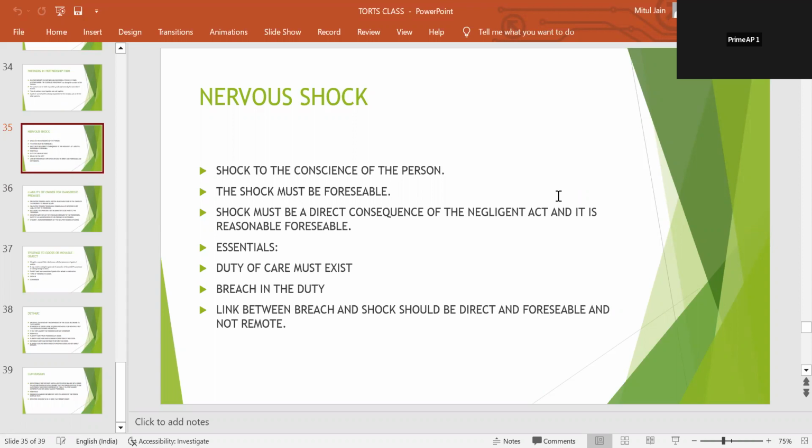Now, तीन चीजें हैं. Shock is a very huge word. Why? Because shock means आपको धक्का लगा एक तरीके से, इमोशनली, मेंटली. और जो शॉक लगा आपको उसमें और जो कॉज था शॉक का उसमें डायरेक्ट कनेक्शन है. And direct connection कैसे? That means it must be reasonably foreseeable.